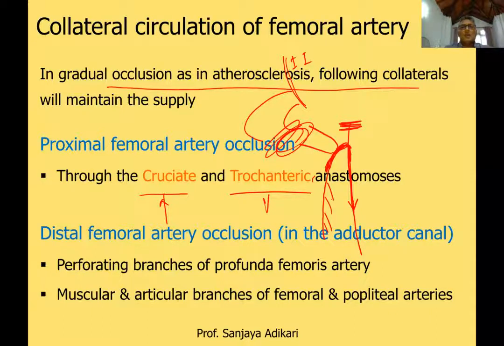Okay. Now, if there is a distal obstruction, in the sense obstruction is distal to the profunda femoris artery, then the blood will actually come from the femoral artery, enter through the deep femoral artery, and these perforating arteries anastomose with the muscular and articular branches of the superficial femoral artery distally, and blood can go backwards like this.